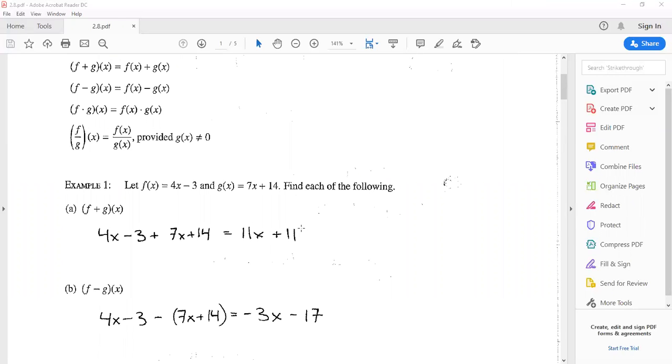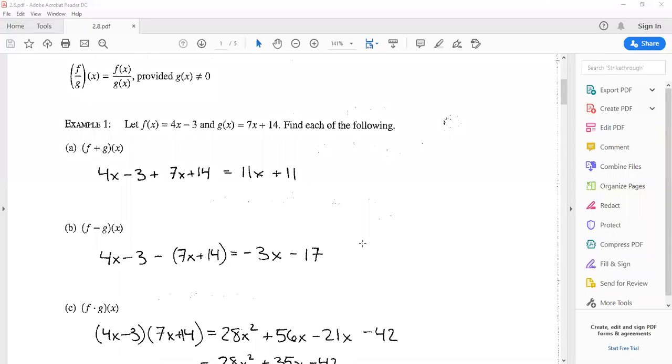OK, f minus g of x, this one we've got to be a little bit more careful about. When we do our subtraction, we have to subtract the entire expression for g of x. So we'll have 4x minus 3 minus the quantity 7x plus 14. So let's see, we'll get 4x minus 7x gives us minus 3x. And then minus 3 minus 14 gives us minus 17.